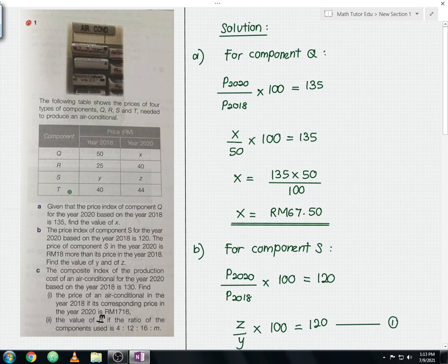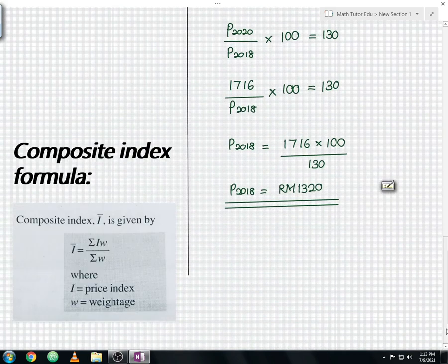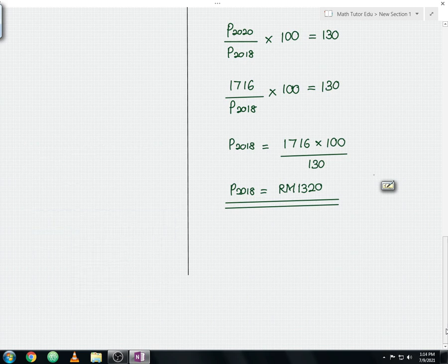Okay, so from here, to solve the question C part 2, we're going to use the composite index formula. If you don't know what the composite index formula is, I'm going to show it to you now. This is the composite index formula, where it will be equal to the summation of price index times the respective weightage, and then you divide by the summation of weightage. So this will be the formula in order to calculate the composite index. In order to find the composite index, the first step will be finding all the respective price indices. We need to make sure the price indices of components Q, R, S, T are available. Then only we can proceed to calculate the composite index.